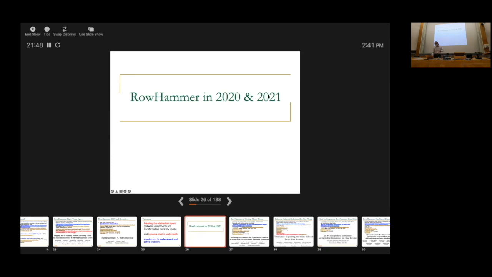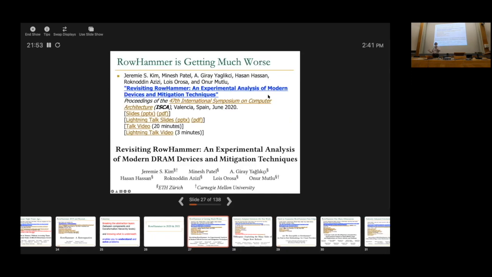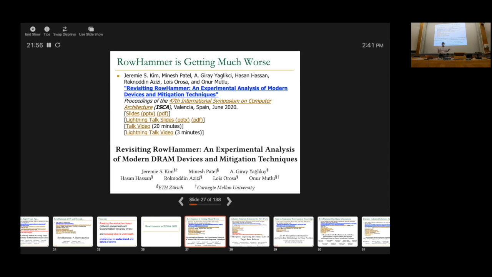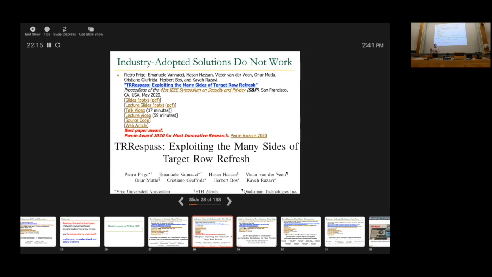So this should be 2020 and 2021, let's say. A lot of other things have happened. I'm not going to talk about this more, but RowHammer is getting much worse, meaning as the technology scales, as the size of the memory cell becomes smaller and they become closer to each other, this problem is actually becoming much, much worse today. So in this paper, we showed that you can cause these bit flips very easily after only 4,800 hammerings. That's very small, actually. Okay. Industry has proposed some solutions.